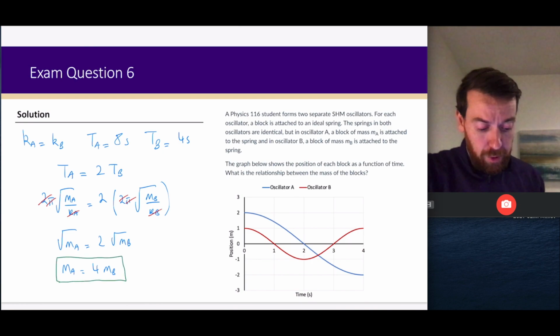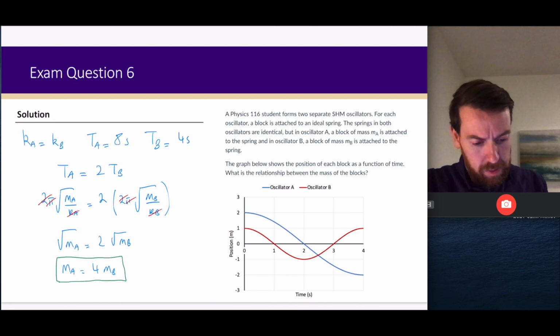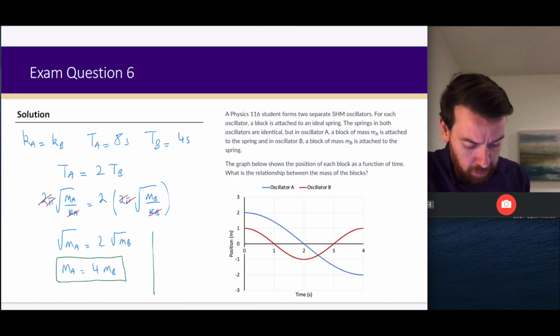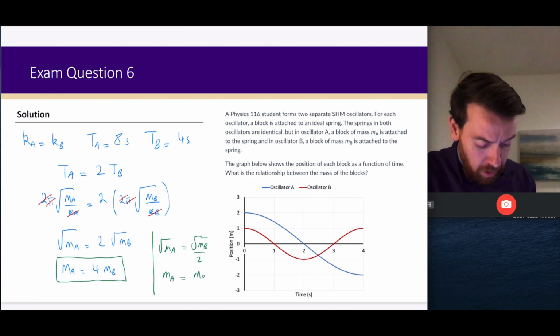In the second version, I reversed the oscillators, so that TB was 8 seconds and TA was 4 seconds. Once you set up the correct relationship, in that case TA would only be half of TB. For the second version, you'd end up with the root of Ma equals the root of Mb divided by 2. So for the second version, where I reversed the oscillators, you'd end up with Ma equals Mb over 4.